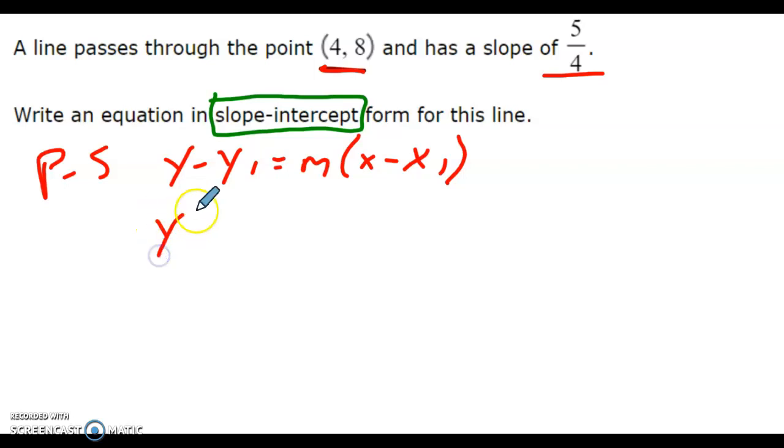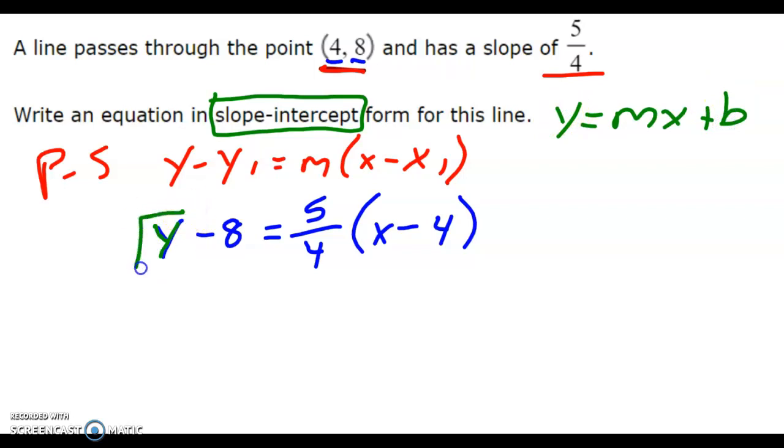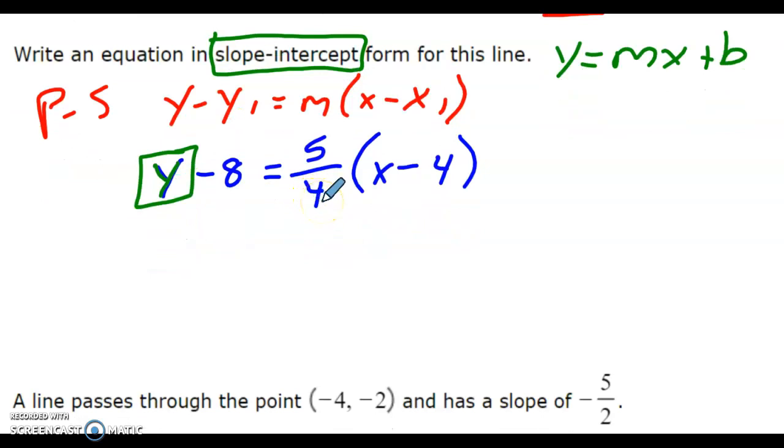So y minus the y from your point is going to be y minus 8, and then is equal to the slope times x minus the x from your point, which is x minus 4. Once we're there, now we can use this to get into slope-intercept form. The slope-intercept form, remember, is y equals mx plus b. Well, what is happening here is the fact that y is all by itself. So really all you're doing is starting in point-slope form because they gave you a point and a slope, and you're going to change it into slope-intercept form by solving for y.